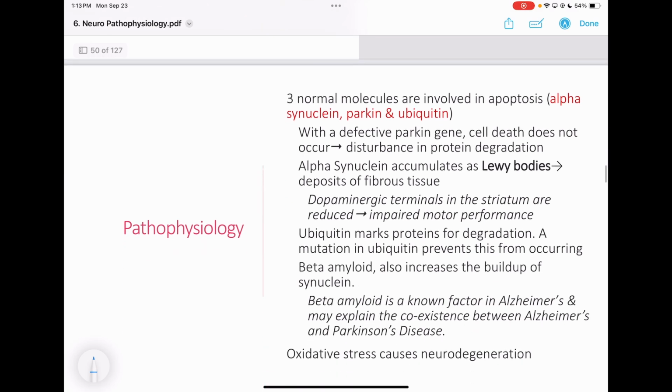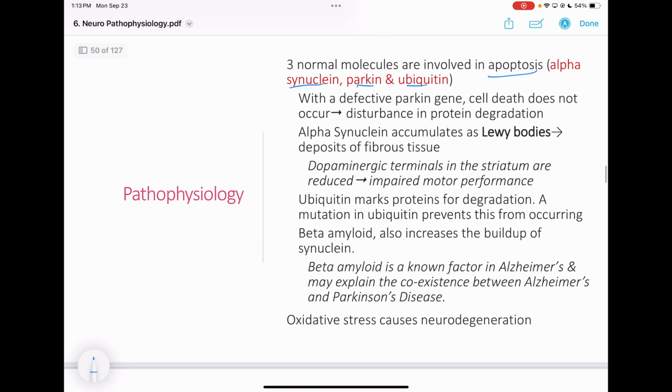There are 3 normal molecules that are involved in apoptosis. That's normal programmed cell death. Alpha-synuclein, we already talked about, parkin, and ubiquitin. If a patient has a defective parkin gene, cell death doesn't occur. Apoptosis doesn't occur because we have an abnormal parkin gene. So we can't degrade our proteins as well as we should.